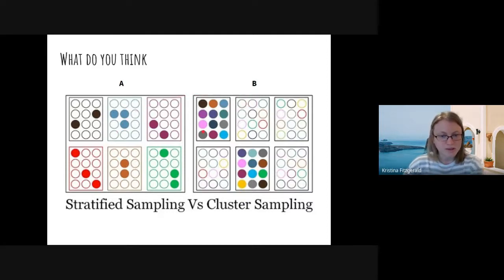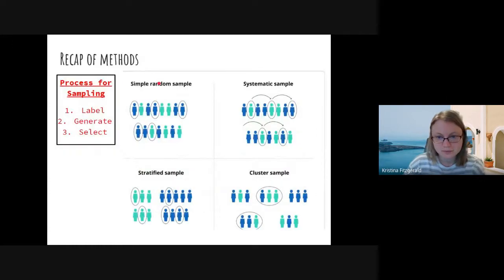A cluster sample is already set up like a cluster. So basically the group already has the majority of the colors, and then you just pick a couple of those groups. You don't have to go through every single grouping. You just literally pick whole groups, and it's a lot quicker to make a sample that way. So this is one that generally gets confused. That's kind of why we looked at this visual. And then these are all the methods we've done.